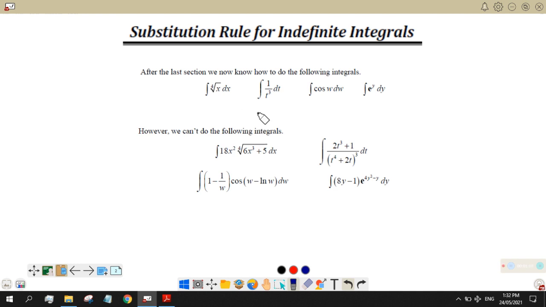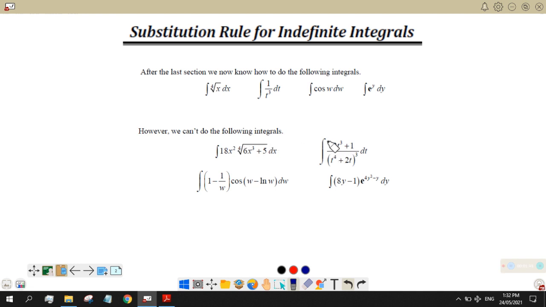But what if you are given the following functions? The integral of 18x squared times the fourth root of 6x cubed plus 5 dx. Diba medyo nakakalula na siya kasi may dalawa kang factors. And aside from that, meron ka pang series of terms sa loob nung radical mo. So, medyo nakakalito siya.